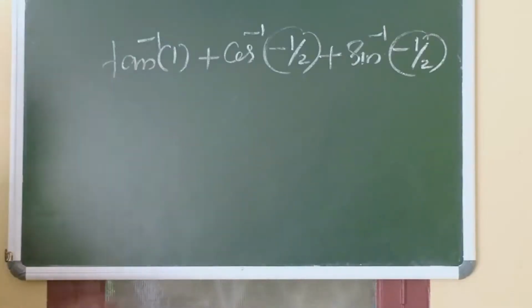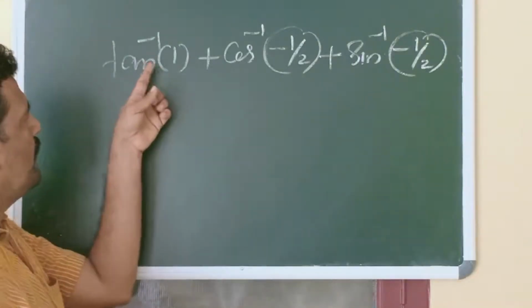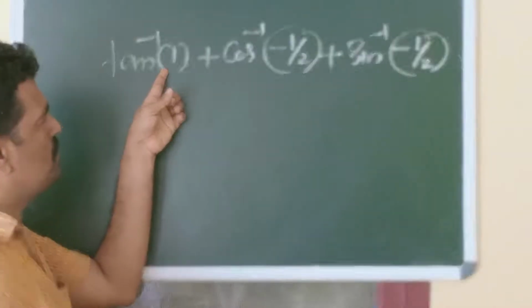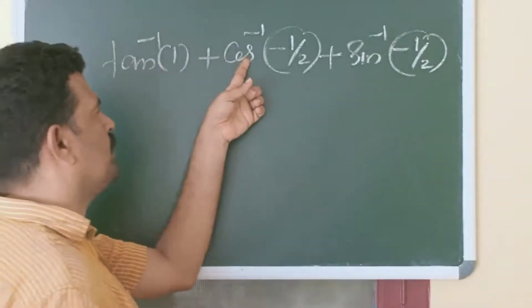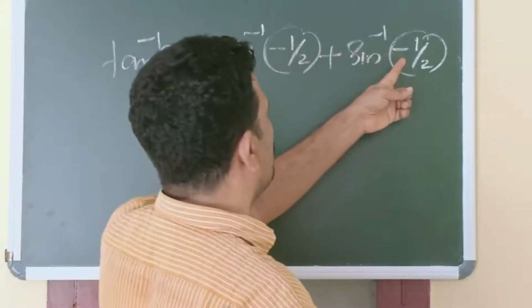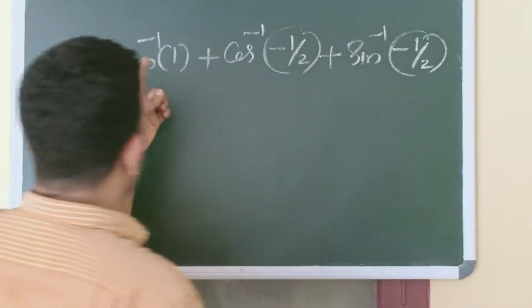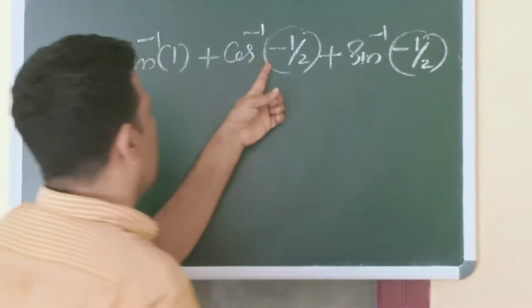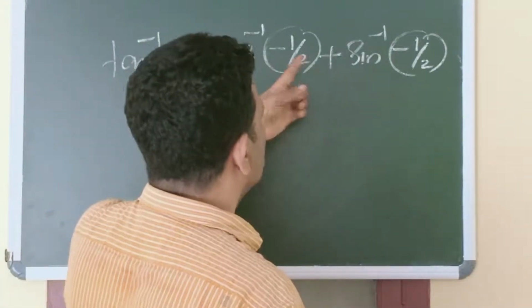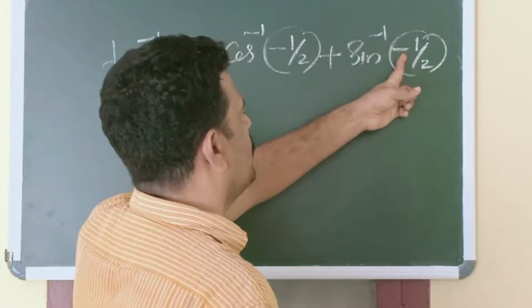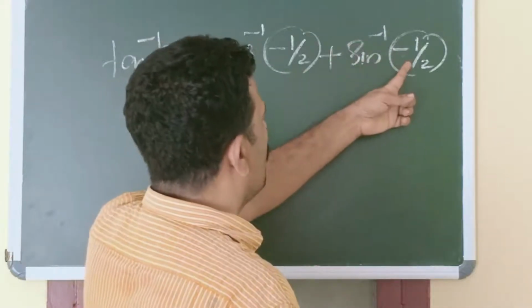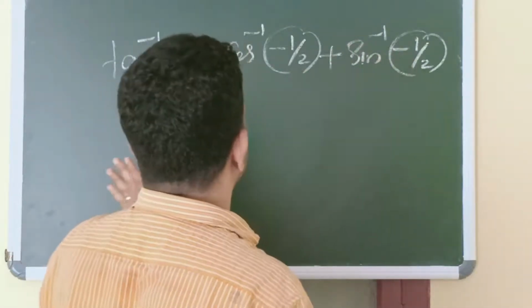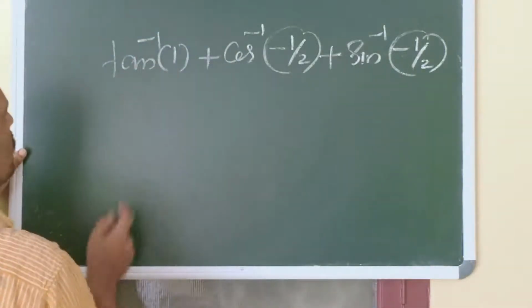Now we can take another question. We have to find tan inverse of 1 plus cos inverse of minus 1 by 2 plus sin inverse of minus 1 by 2. First you find tan inverse of 1, then you find cos inverse of minus 1 by 2, then you find sin inverse of minus 1 by 2, then add all of them, then you get the answer. First of all, I am finding tan inverse 1.